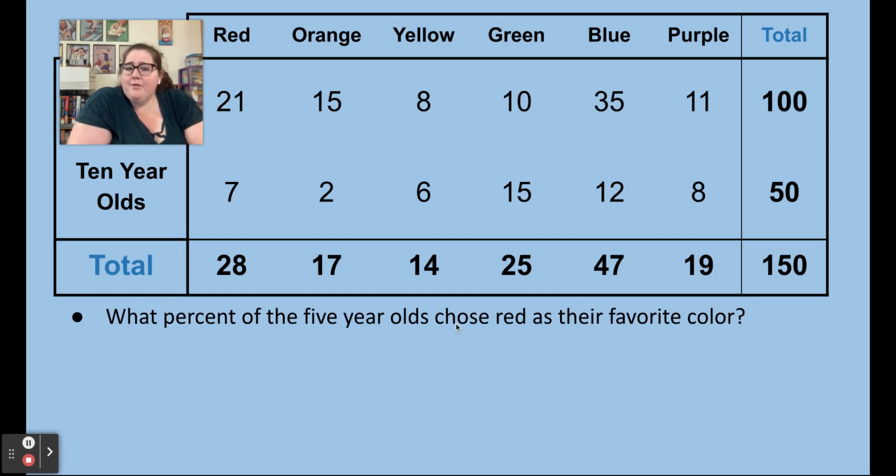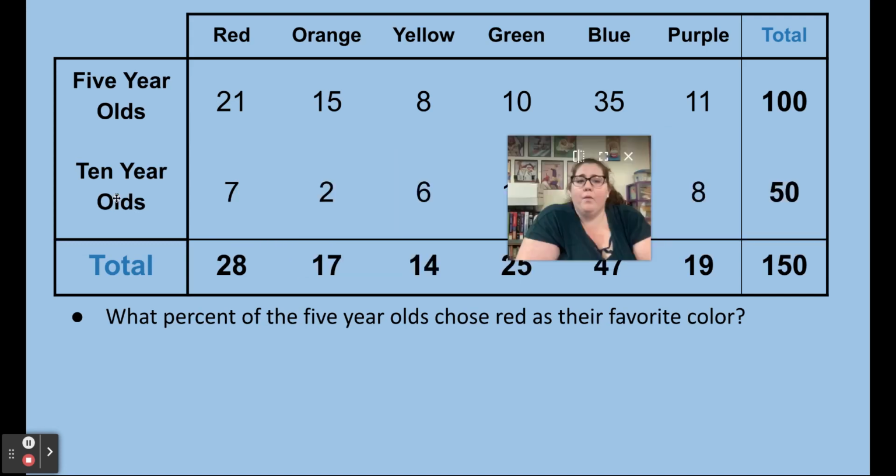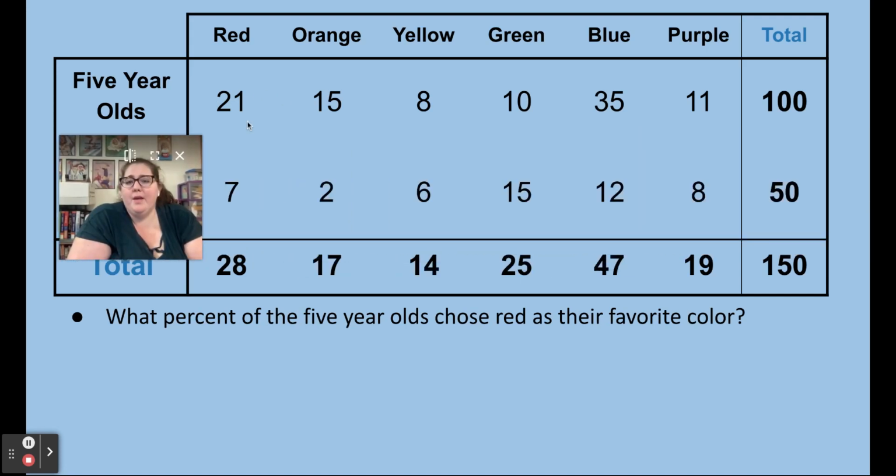What percent of the 5-year-olds chose red as their favorite color? If I'm looking at my 5-year-olds, 21 of them chose red out of 100 5-year-olds total. So of the 5-year-olds means I only care about 5-year-olds. Right now, I'm only looking at that top row. 21 chose red out of 100 total, which would be 0.21 or 21%.